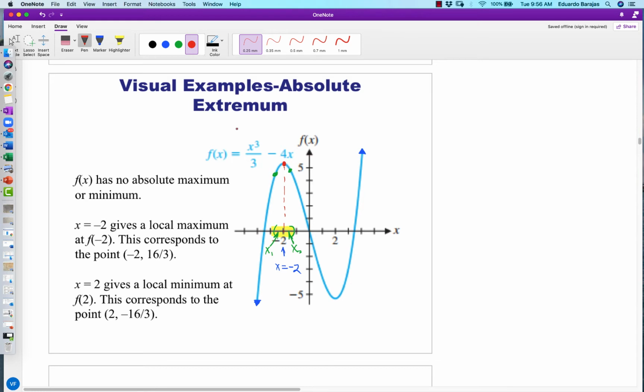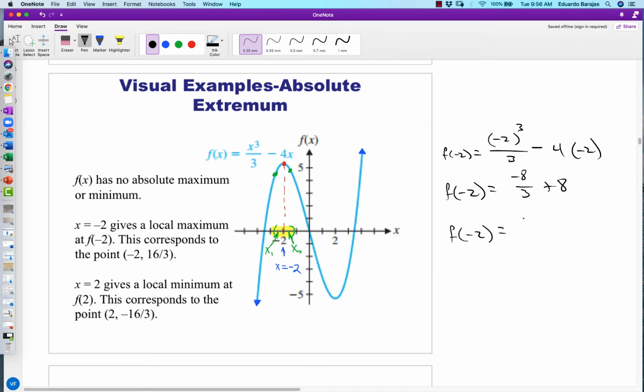Good. To get the actual value at that point, we can evaluate our function. f of negative 2 equals negative 2 to the power of 3 divided by 3 minus 4 times negative 2, which gives me f of negative 2 equals negative 8 divided by 3 plus 8, which means that f of negative 2 equals negative 8 divided by 3 plus 24 divided by 3, which finally gives me 16 divided by 3. f of negative 2 equals positive 16 thirds, which gives me that maximum there as the point negative 2 comma 16 thirds. That's that local maximum.